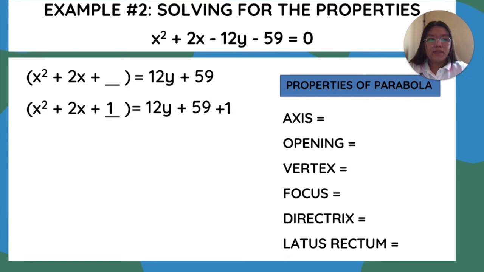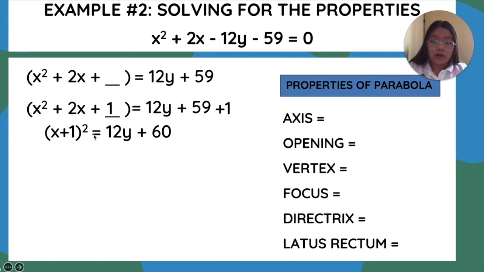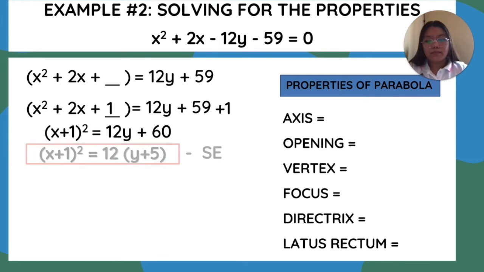After that, let us factor the x squared plus 2x plus 1, so it will become (x + 1) squared, and add the 59 plus 1, so it will become 60. Next is to factor out the coefficient of y in both terms so that we can have our 4p. So it will be this. And this is also our standard equation. After knowing the standard equation, we can now fill in the properties of the parabola.